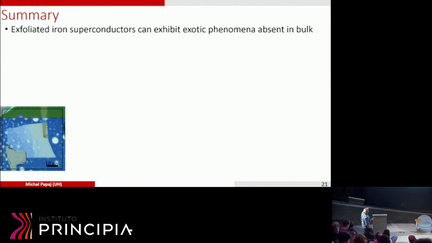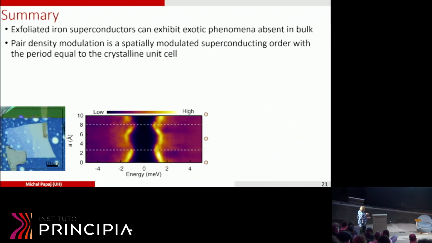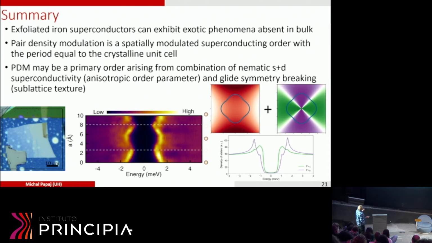So to sum up, I hope that I convinced you that those exfoliated flakes can actually exhibit exotic phenomena that are normally absent in the bulk. So we can look again at the thin flakes and see if there are some interesting changes happening. I introduced this pair density modulation, which is a modulated superconducting order, but with period equal to the unit cell of the crystal, so we are not breaking translational invariance. And I gave one possible explanation of the phenomena that are seen in the experiment, for the combination of S and D order parameters. Thank you.